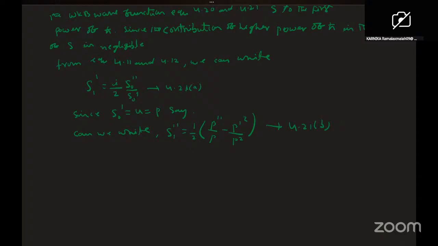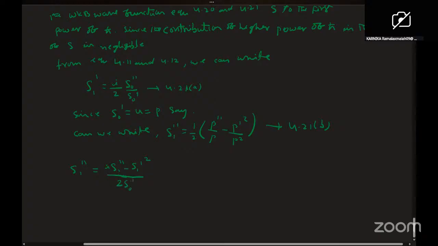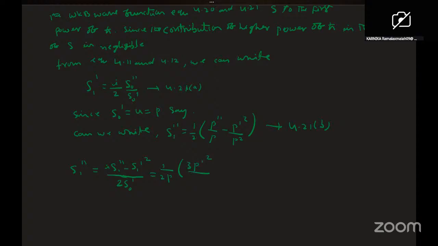Next here, S1 double dash is equal to i S1 double dash by 2 S naught dash, minus S1 square by 2 S naught dash, is equal to 1 by 2p into 3p dash square by 4p square, minus p double dash by 2p. This is equation 4.21 of C.